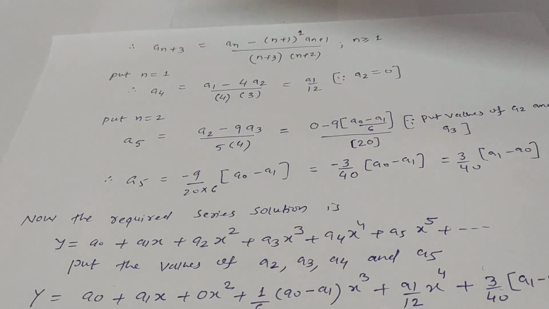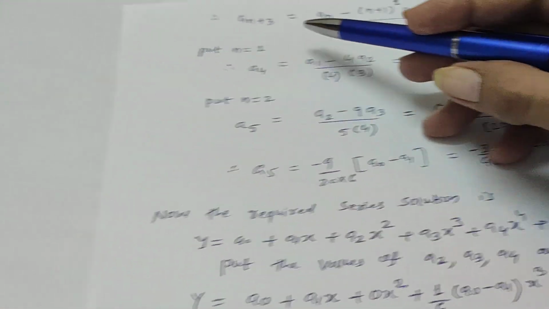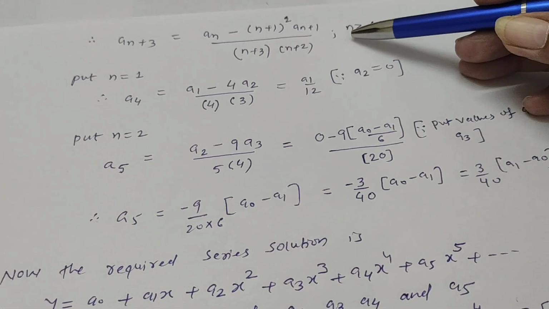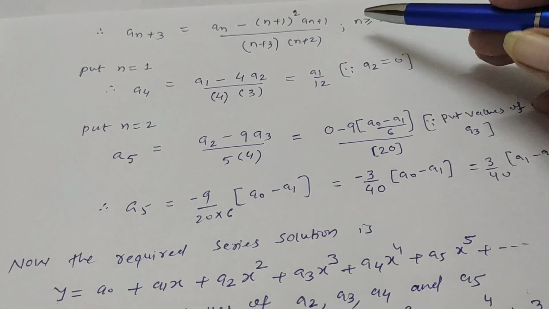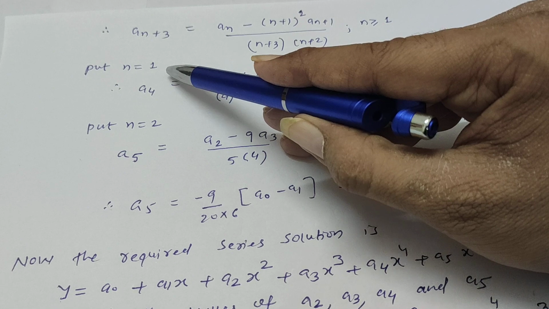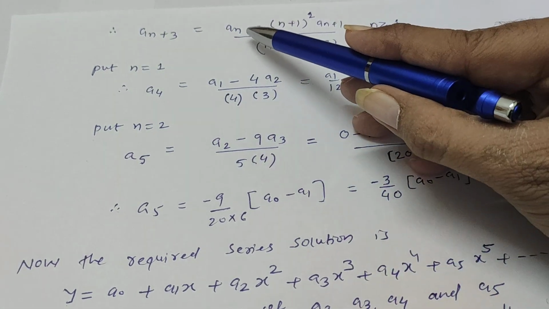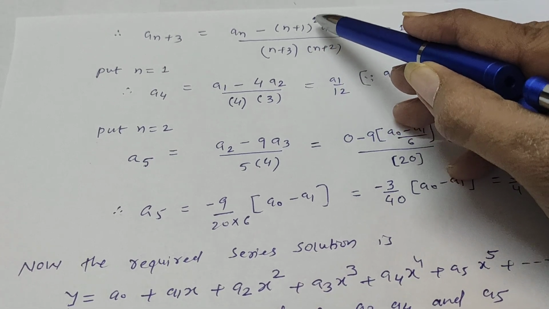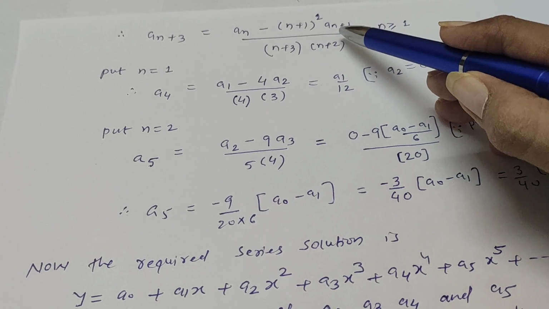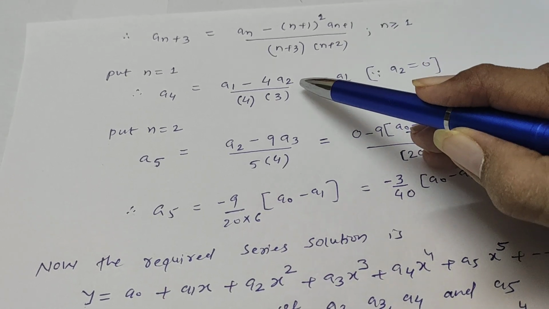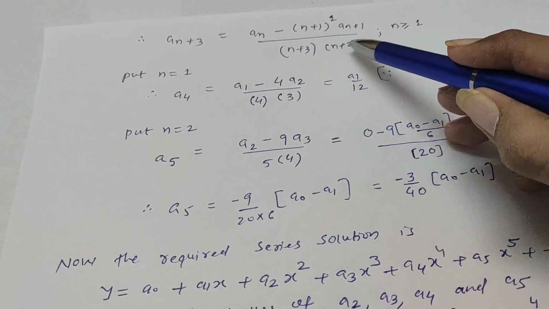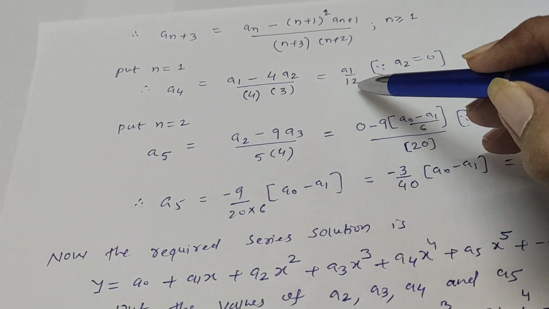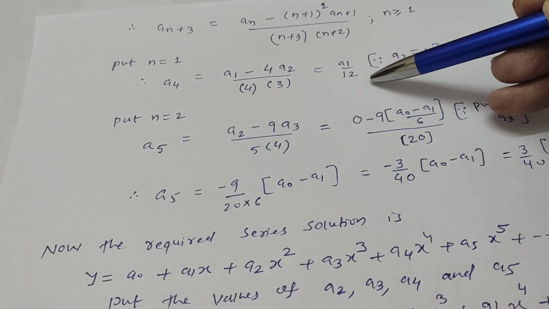Now with the help of this recurrence relation, we are in a position to find the values of a4 and a5. If we put the value of n equals 1 over here, the left hand side will become a4, and the right hand side we have a1 minus, putting n equals 1, 1 plus 1 is 2, 2 squared is 4, and 1 plus 1 is 2, so over here we have a2, divided by 1 plus 3 is 4, 1 plus 2 is 3, a1 as it is, but the value of a2 is 0, so the result is a1 by 12. So the value of a4 is a1 by 12.